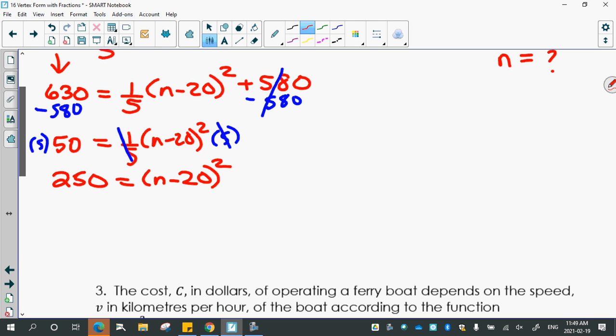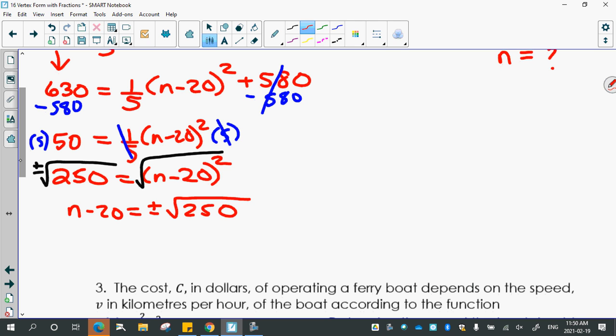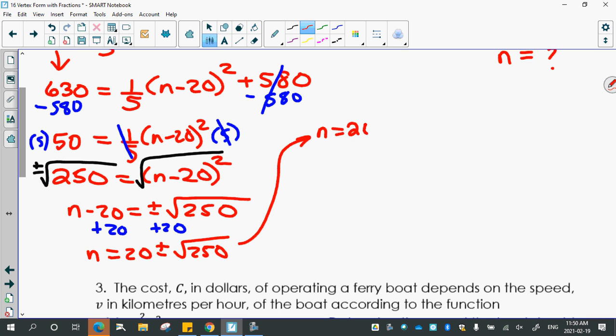Now I'm on the square root step. Everybody good? Okay, so square root both sides and put a plus or minus here. Then I'm going to switch it around so it says n minus 20 equals positive or negative 250. And then I'm going to add 20 to both sides. So I've got n equals 20 plus or minus root of 250, which really breaks into two answers: 20 plus the square root of 250 and 20 minus the square root of 250.